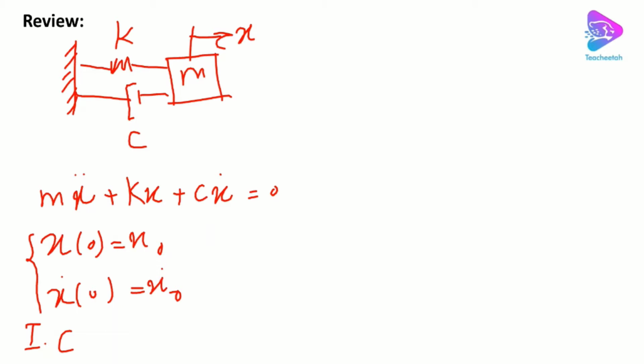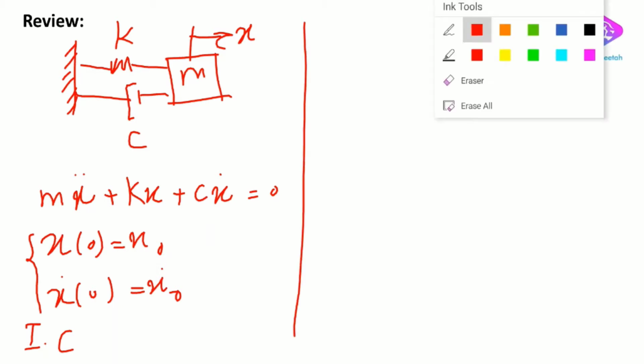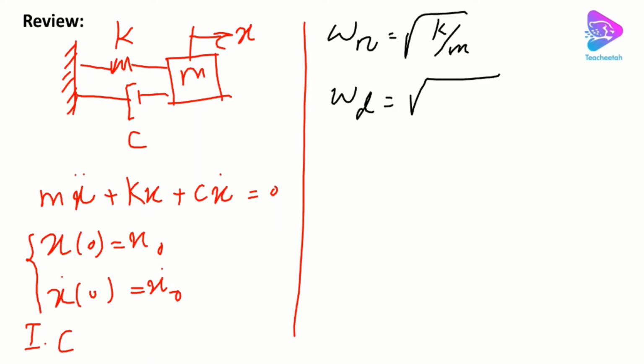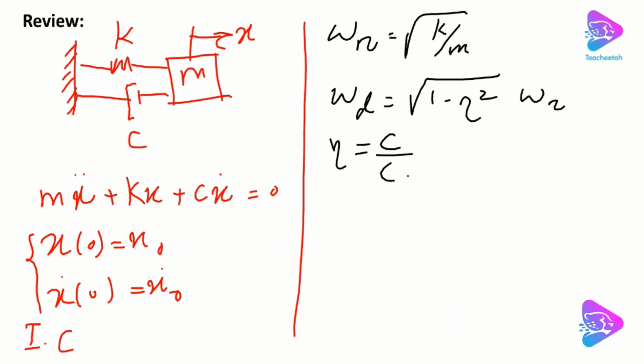And then we discussed some of the parameters we have in the system, such as the undamped frequency or natural frequency, omega n, equal to square root of k over m. We also have the damped frequency of vibration, which is equal to square root of 1 minus zeta squared times omega n, and zeta is the damping ratio, c over c critical, and c critical is basically a constant based on the parameters of the system, which is equal to 2 m omega n.